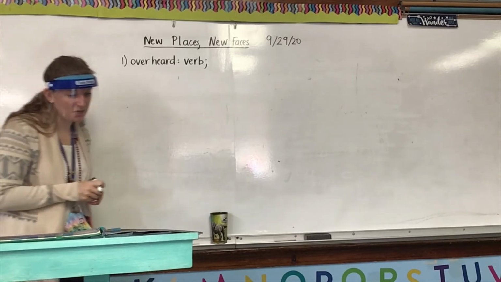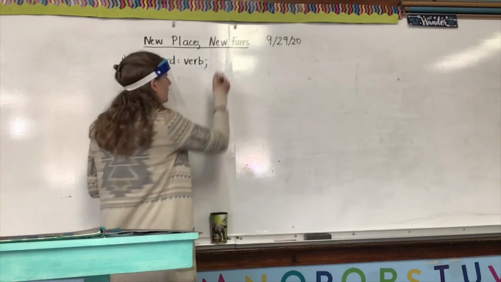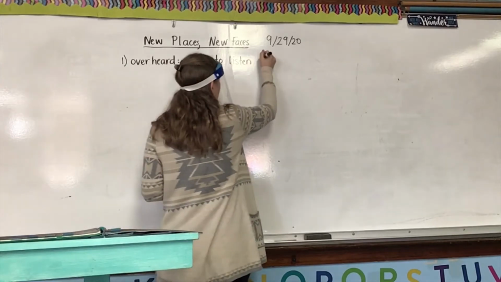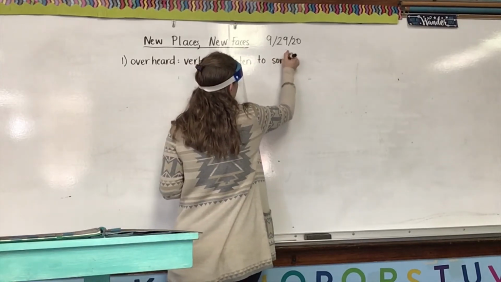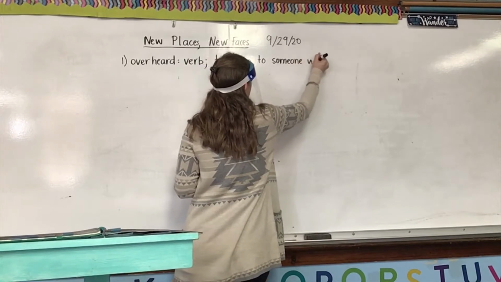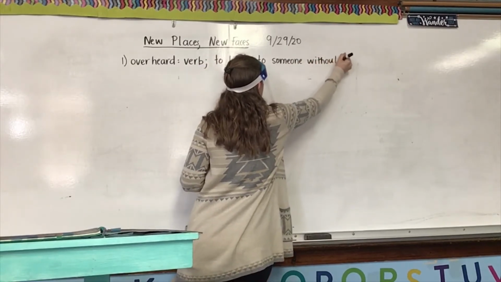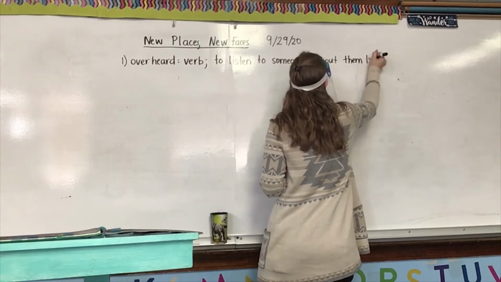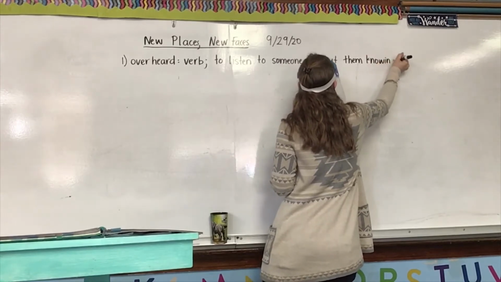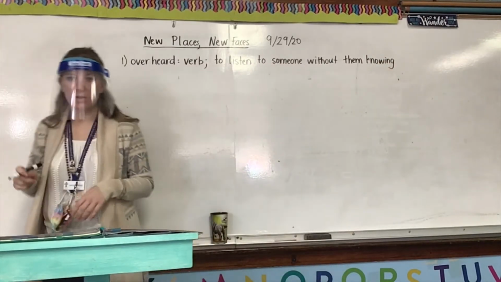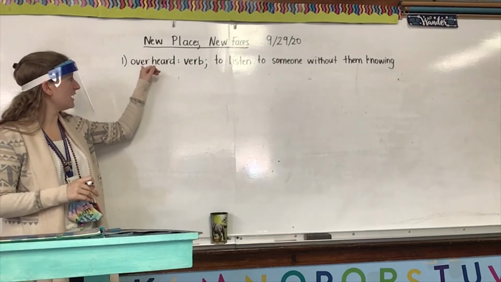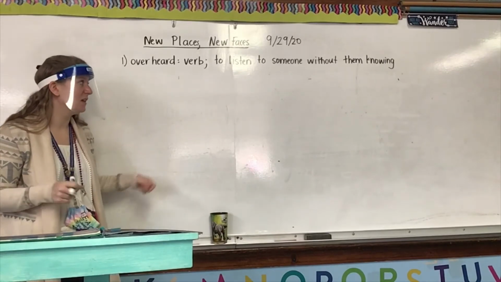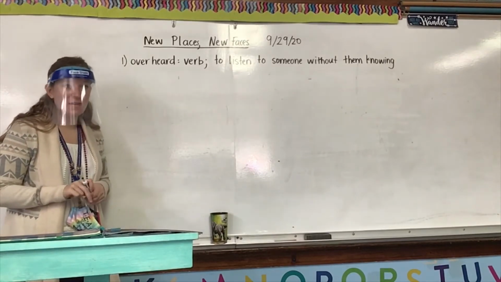It's a verb. It means to listen to someone without them knowing. So overheard is a verb. It's a past tense verb. That means it already happened in the past. And it means to listen to someone without them knowing.